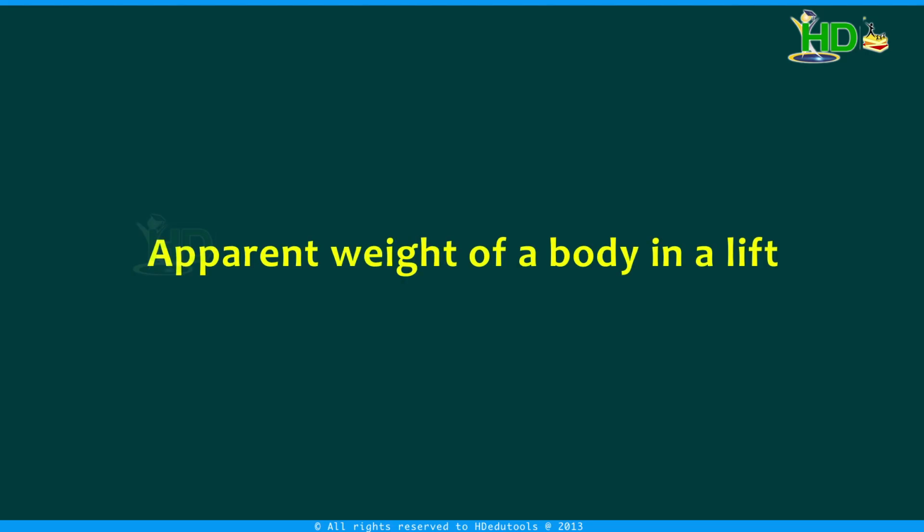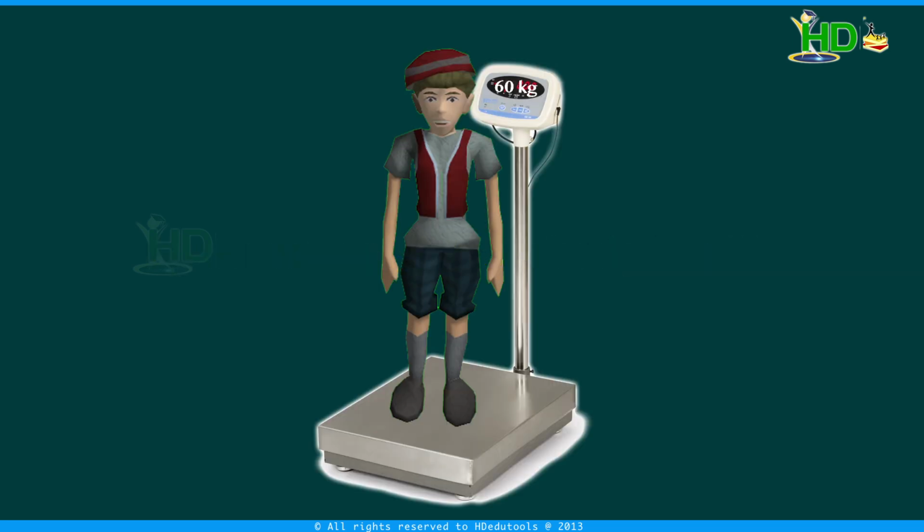Now we take another concept, the apparent weight of a body in a lift. When you are standing on a weighing machine, what does the weighing machine show? The reading of your weight. You know what that unit is? Yes, it is kg weight.